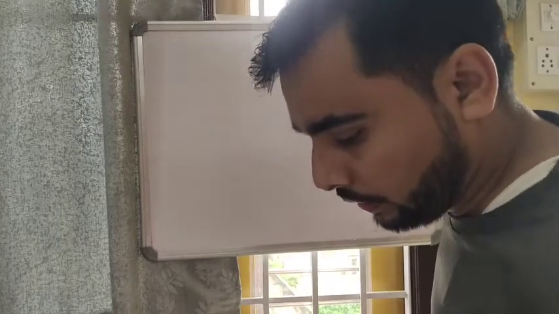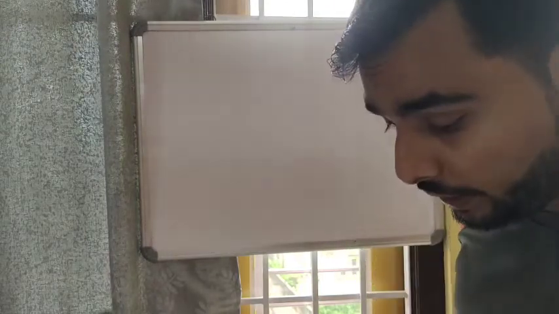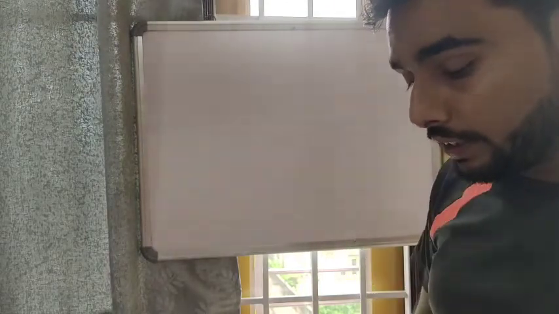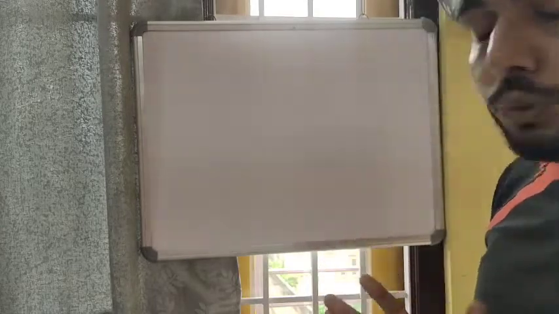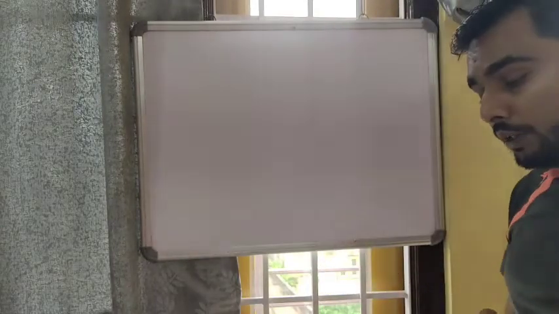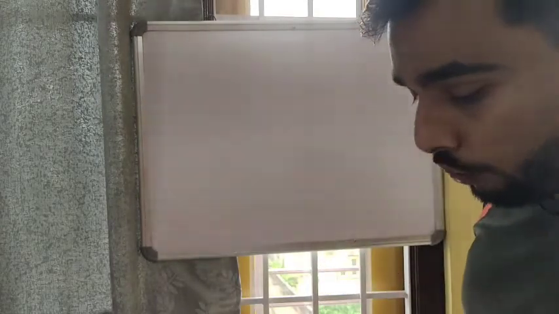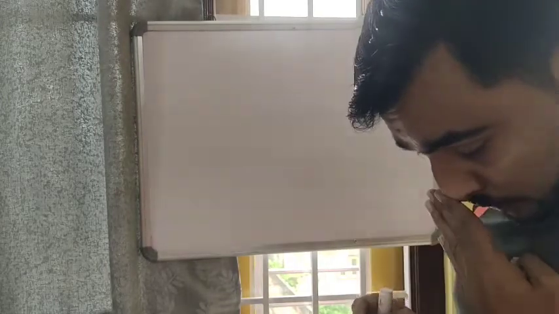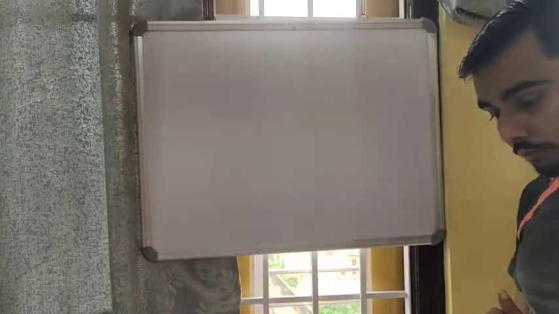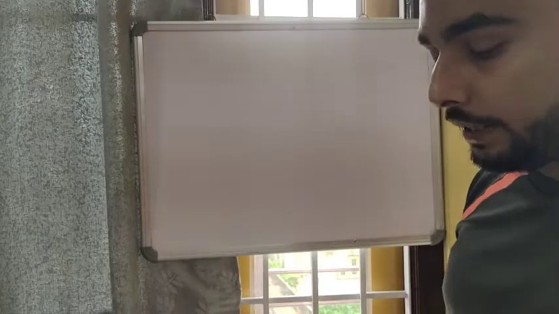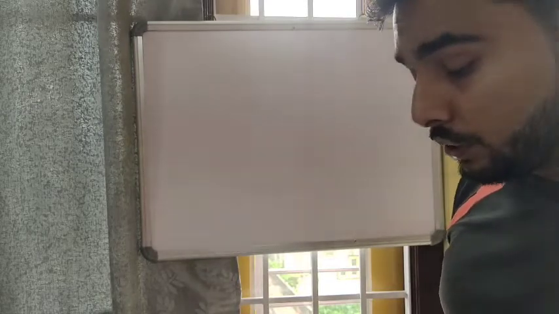Then number 3 is also same. Let's see the question. A veranda 1.5 meter wide is constructed all along the outside of a room whose length is 5.5 meter and breadth is 4 meter. What is the cost of cementing the floor of this veranda at the rate of rupees 15 per square meter?